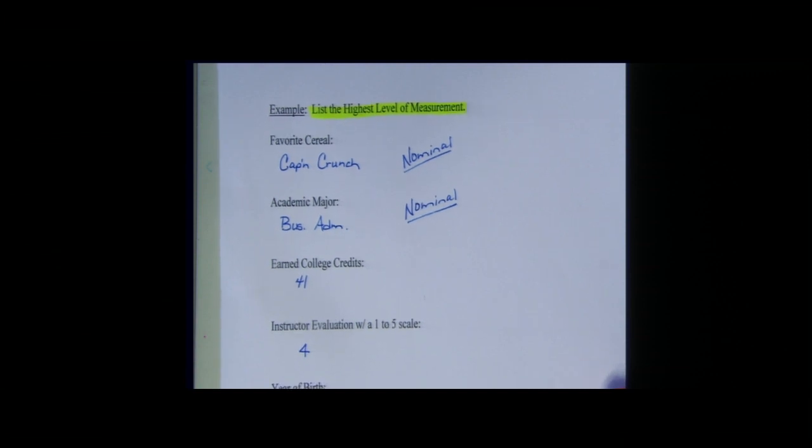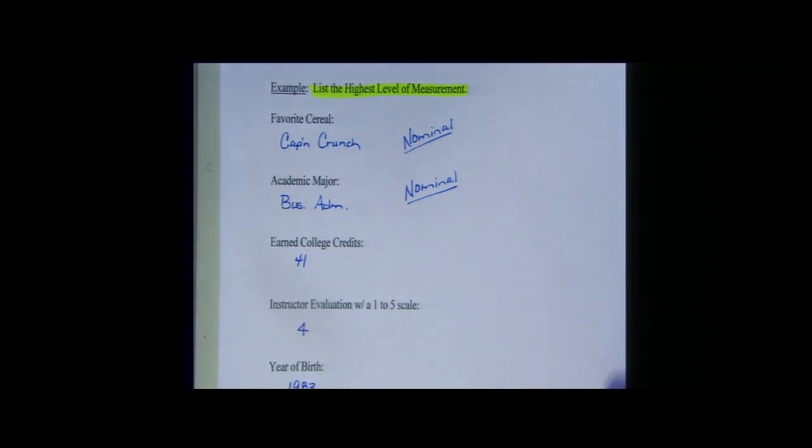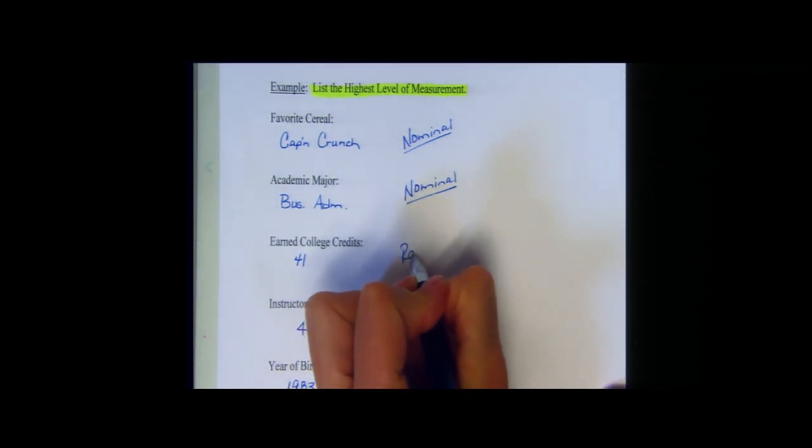Earned college credits. Okay, when I look at this, I go, okay, it is a number. And so I'm going, okay, it will most likely be interval or ratio. So then I say, does 0 have significance? Before I started college, I had 0 college credits. So there is a true 0. So this would be ratio.